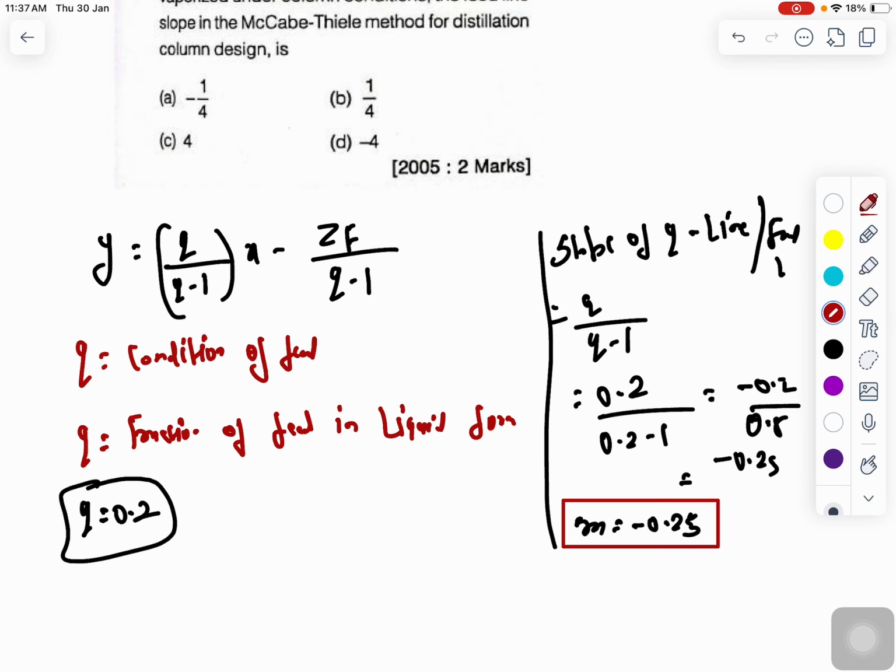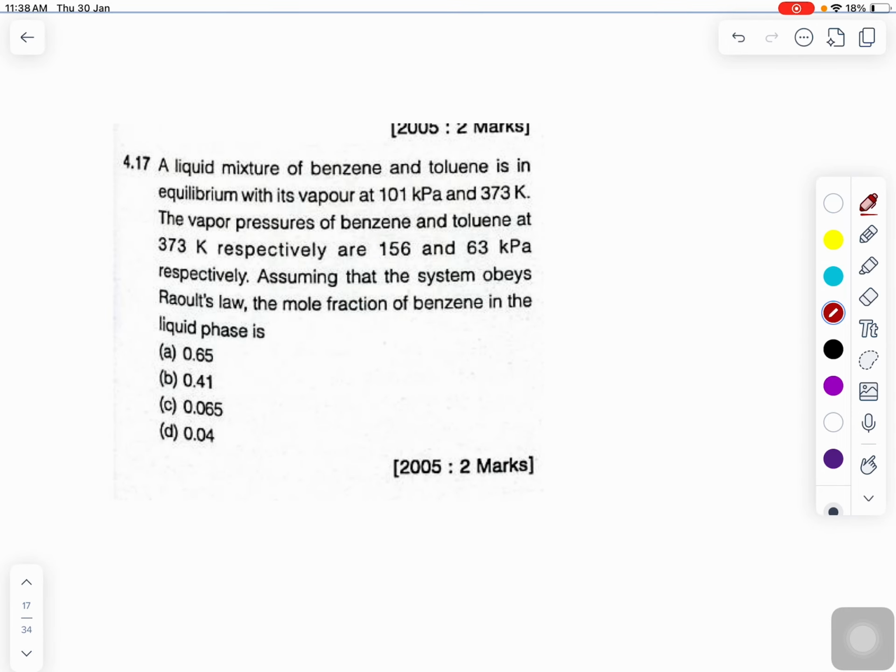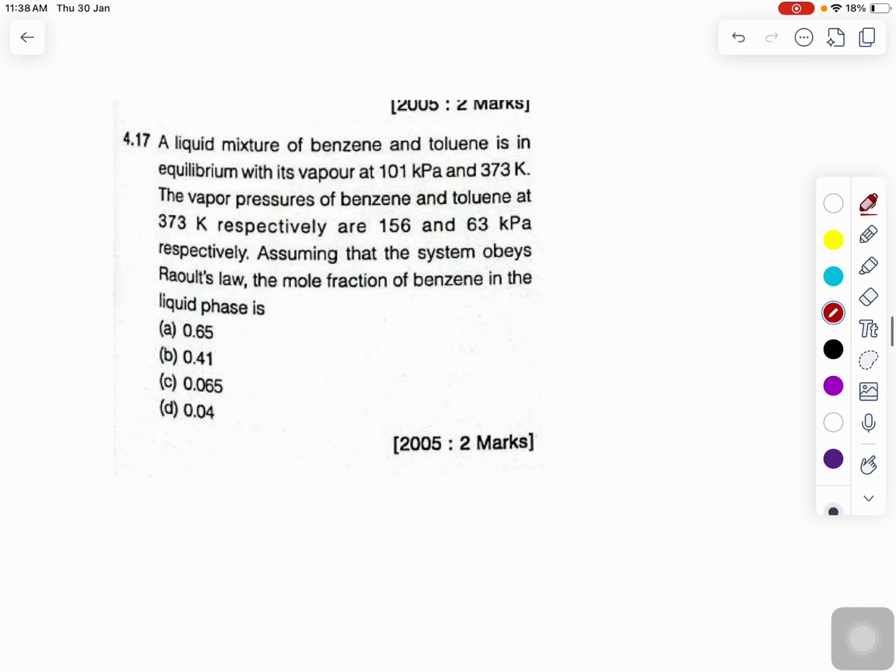Your option A will be the correct option, that is minus 1 by 4. Okay, so after that we'll move towards the next question. The question says that a liquid mixture of benzene and toluene is in equilibrium with the vapor at 101 kilopascal and 373 Kelvin. The vapor pressure of A, let's say I am assuming A is your benzene, is 156 kilopascal, and B is your toluene, and that is given as 63 kilopascal, and assuming that the system obeys Raoult's law. So you are supposed to calculate the mole fraction of benzene in the liquid phase, that is XA.